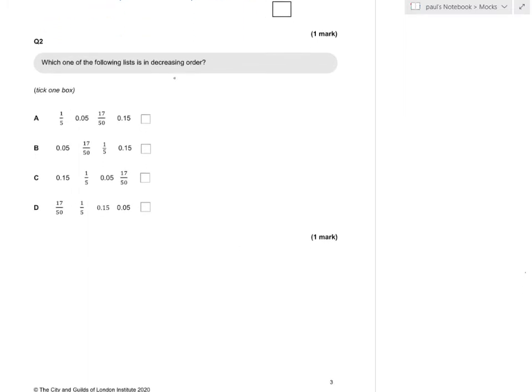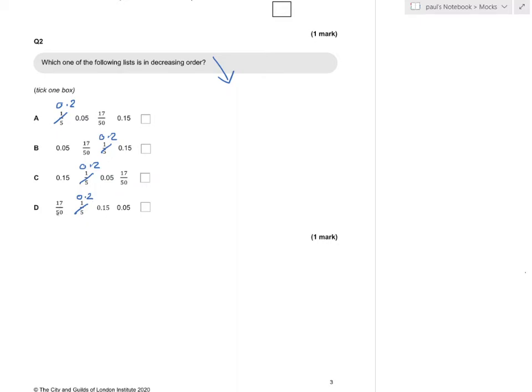Which one of the following lists is in decreasing order? Oh, look at all these. So let's call that a fifth. Let's call that 0.2. So every time I see a fifth, I'm going to write 0.2.